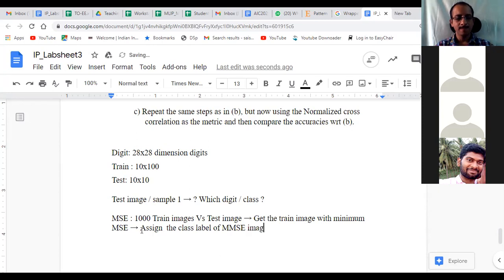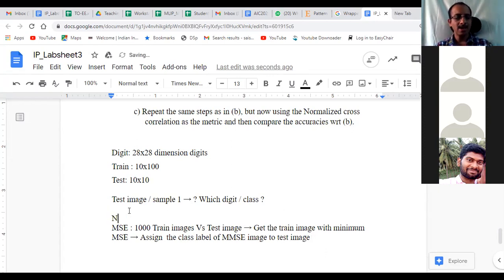Okay, is this clear or not? Yes, sir. So this is referred to as the nearest neighbor classifier. This procedure is referred to as the nearest neighbor classifier.